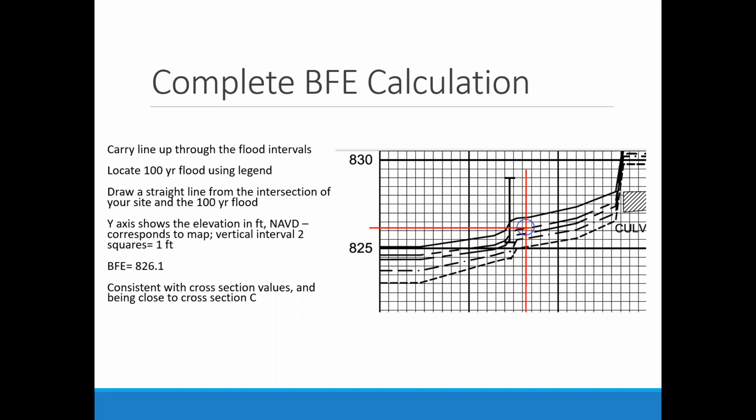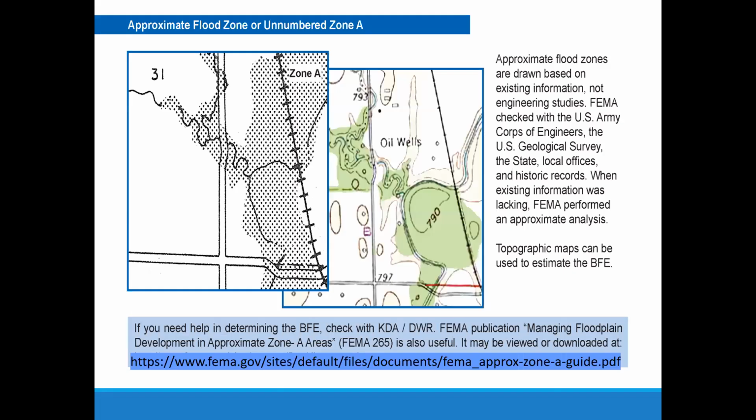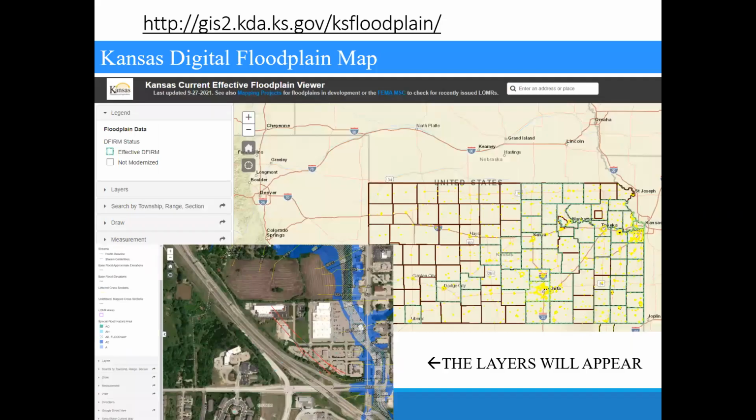As the floodplain manager, you do have the authority to round up on that just to make sure that people are being safe. But that's typically how that's done in a Zone E area. We talked about unnumbered A zones. And so again, these are approximate. They don't have the base flood elevation calculated. And so the developer will have to do that themselves and find a way of doing that.